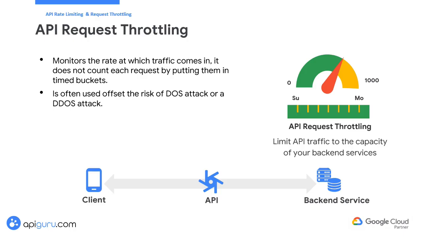API request throttling is used to mitigate the DOS or DDoS attack risk. Denial of service and distributed denial of service attacks target your platform by sending thousands of requests to your API to either bring down your platform or expose other vulnerabilities.